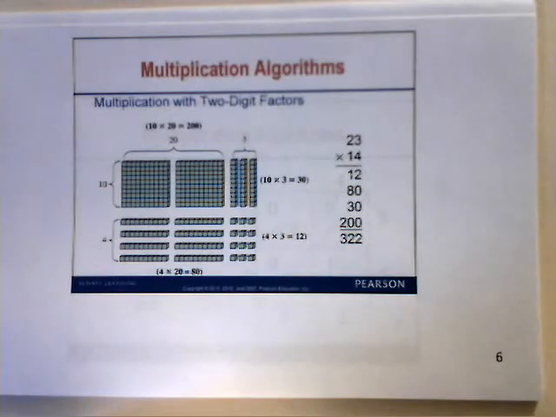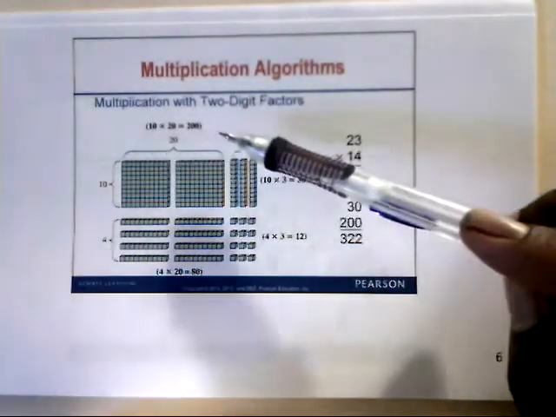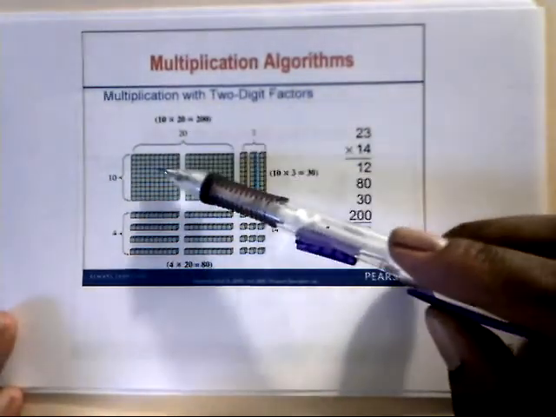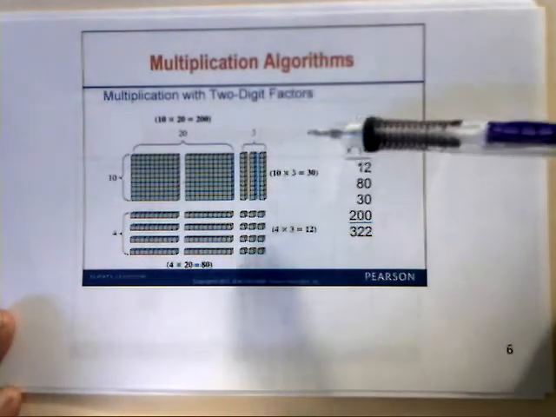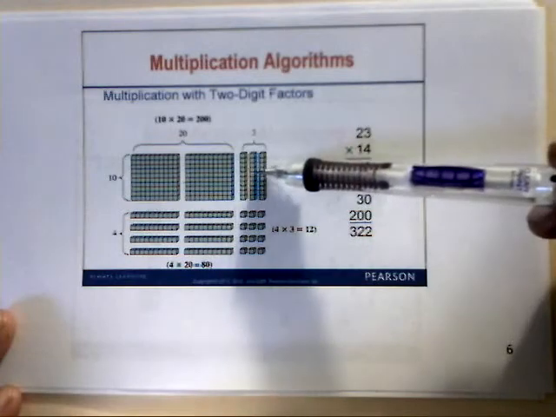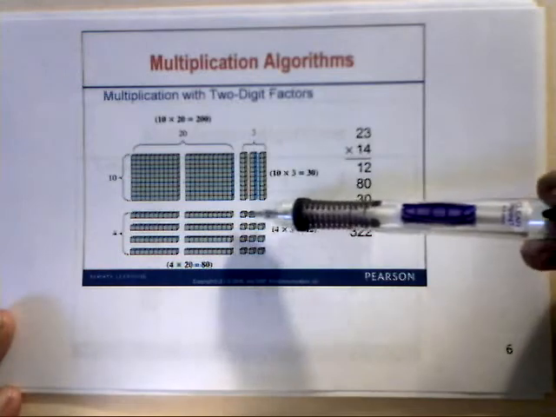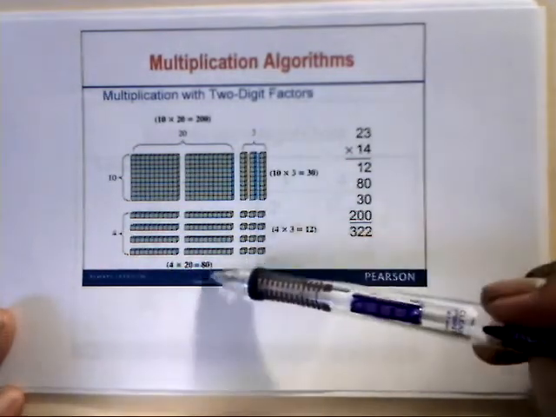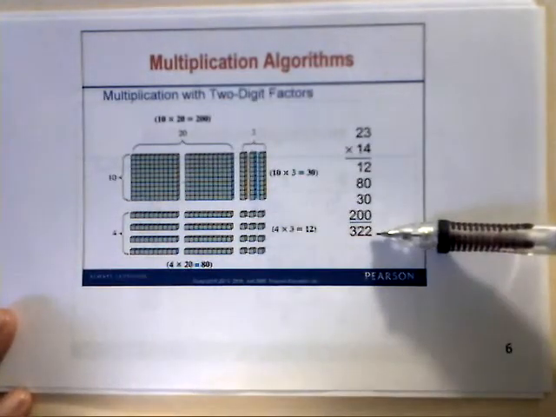Let's look at multiplication with two-digit factors like 23 times 14. In this case, we got the illustration here where if you do 10 times 20, that will give you 200 or 2 flats. And then, in this case, 10 times 3, which is 30, or 3 longs. And then 4 times 3, that would be 12 or 12 unit cubes. And then here, 4 times 20, that would give you 80 or 8 longs. So if we add all this together, you'll get 322.